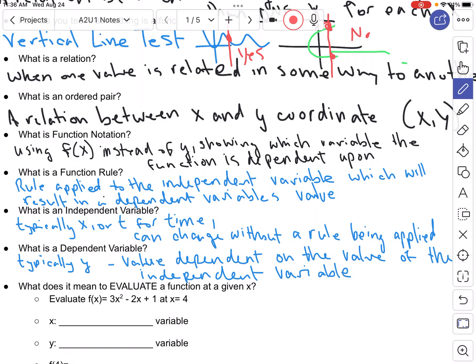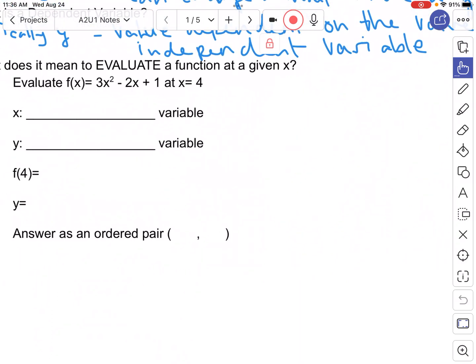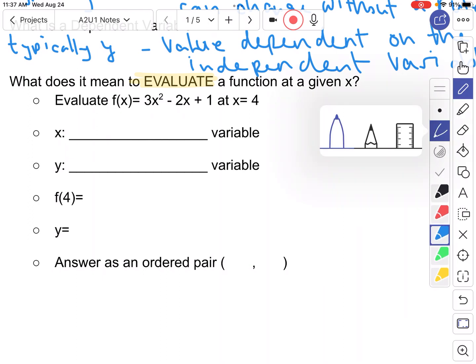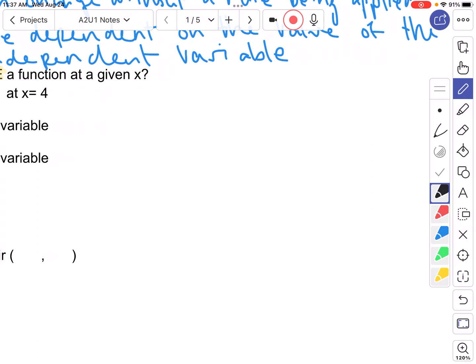So for instance, let's look at this example right here. What does it mean to evaluate a function at a given x? You're going to see this word, evaluate a function. And all it really is asking you to do is plug in the value of x that it's given you. So evaluate f of x equals 3x squared minus 2x plus 1 at x equals 4 is basically asking you, what is y when x equals 4? So it wants you to plug in 4.